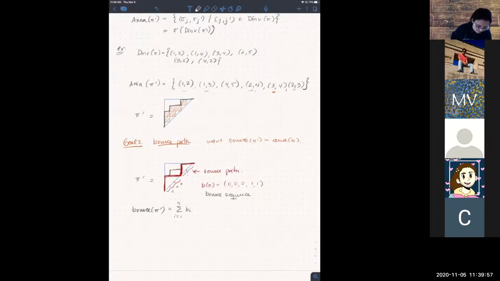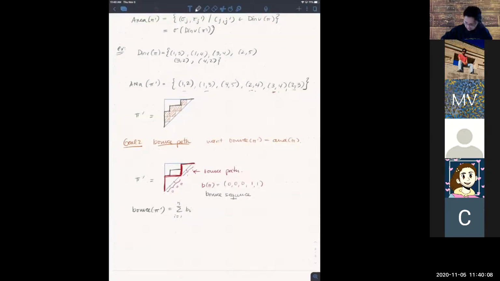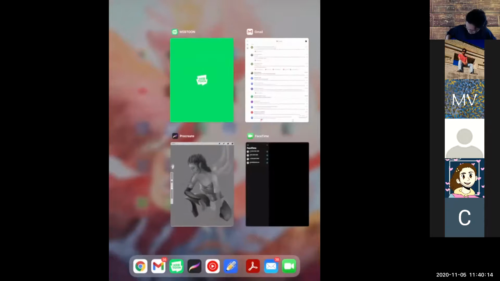Okay. Ooh, sorry, my iPad just froze. I don't know what's going on. What? Okay. Sorry, let me just restart Notability. I don't know what's going on with this.